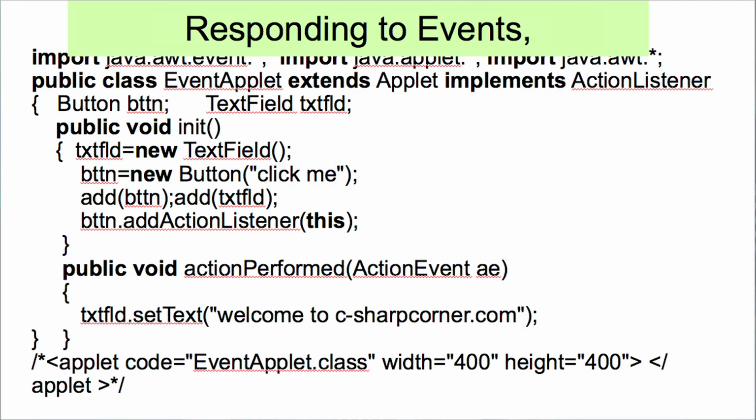And the last line you can see here, applet code EventApplet.class, the upper class whose name is EventApplet. We write EventApplet.class, not EventApplet.java, because the class will be compiled and converted into EventApplet.class, width 400, height 400, and then the applet is closed here. When we execute this program, this responding to event program, the output will be this.